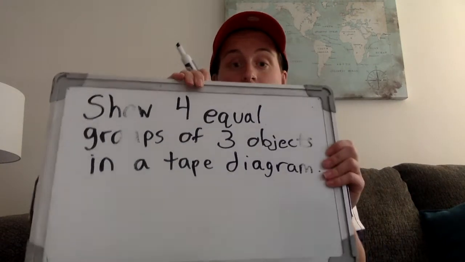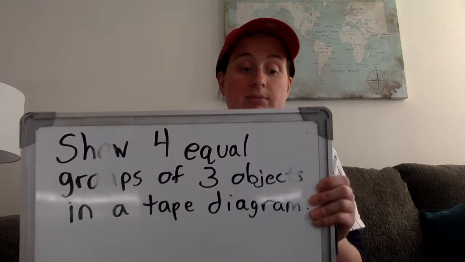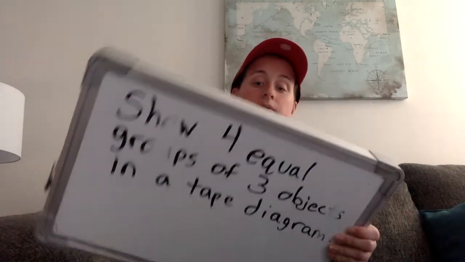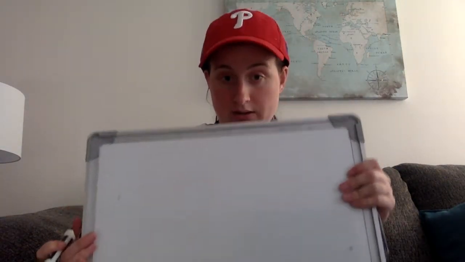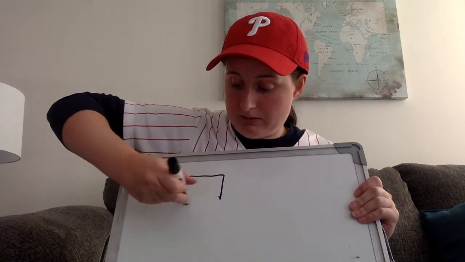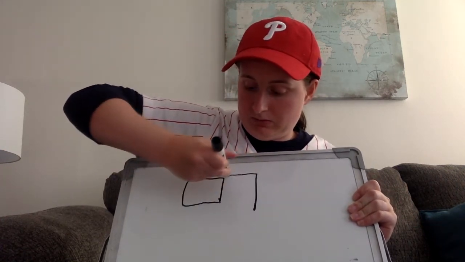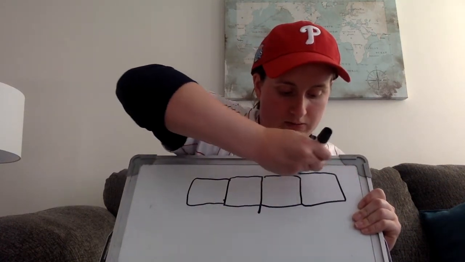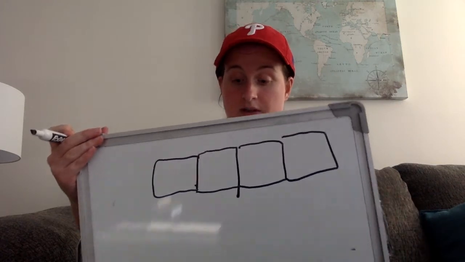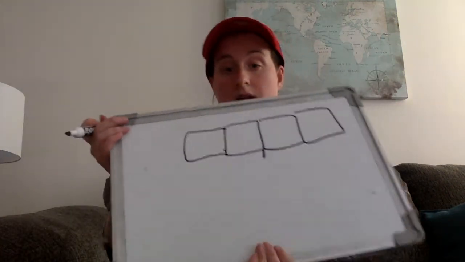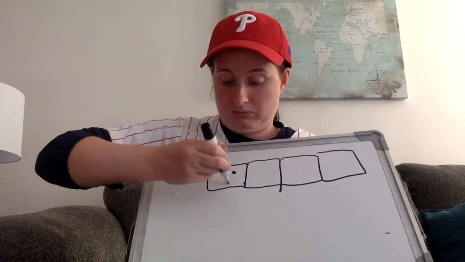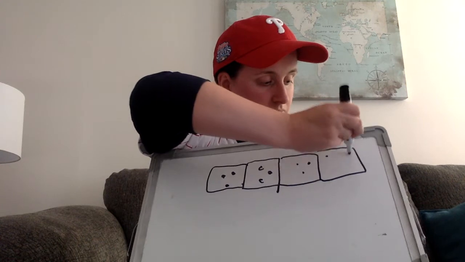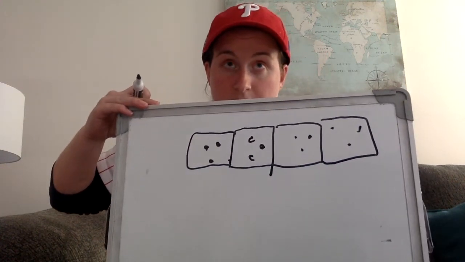Okay, if you're watching this, that means you're ready. 4 equal groups of 3 objects in a tape diagram. So how many boxes should we have? We have 4 equal groups, then we will have 4 boxes. 1, 2, 3, 4. Good. 4 equal groups. And how many objects? 3 objects. Okay, 4 equal groups of 3 objects.